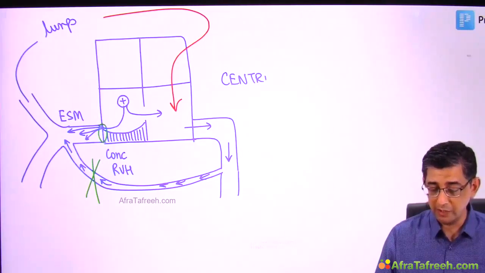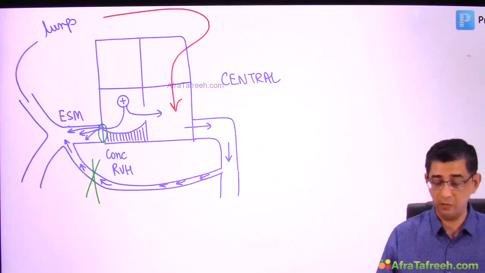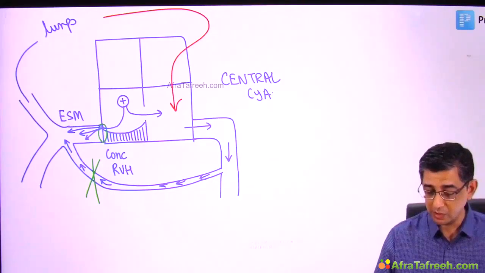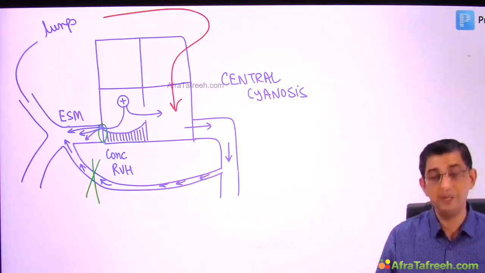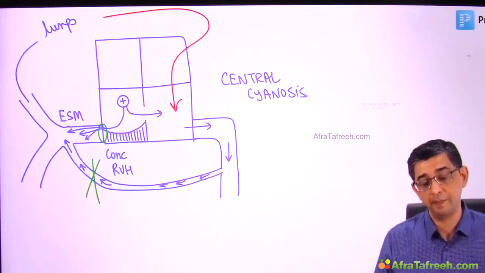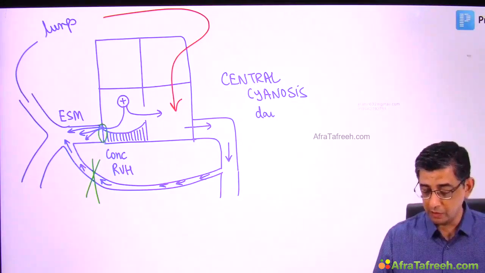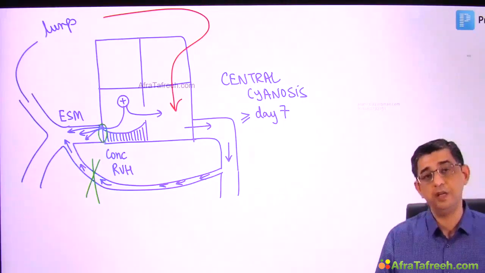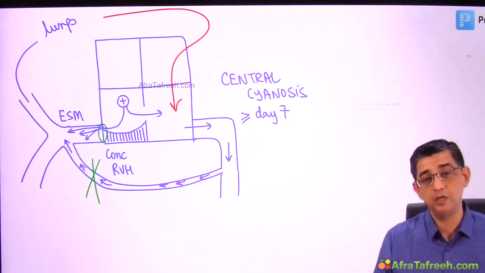Please appreciate, we Indians are relatively dark skinned as compared to Americans. So to see cyanosis in an Indian patient is anyway a little difficult as compared to, I would say, a Western or a very fair skinned person. In a patient with tetralogy of Fallot, central cyanosis usually appears on or after day 7. That is when the ductus begins to close.